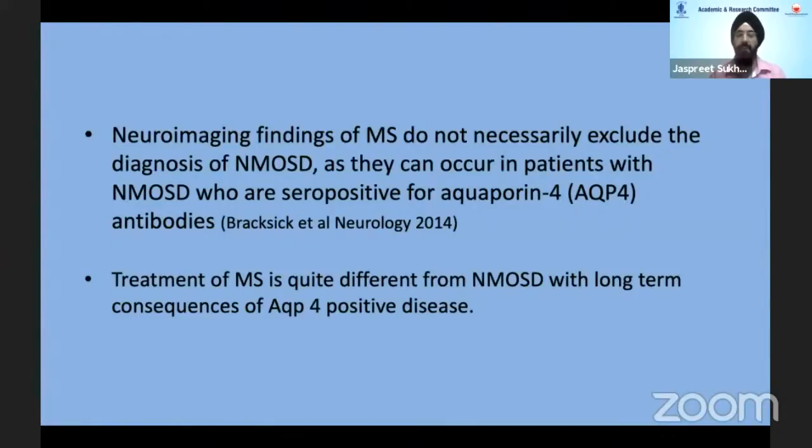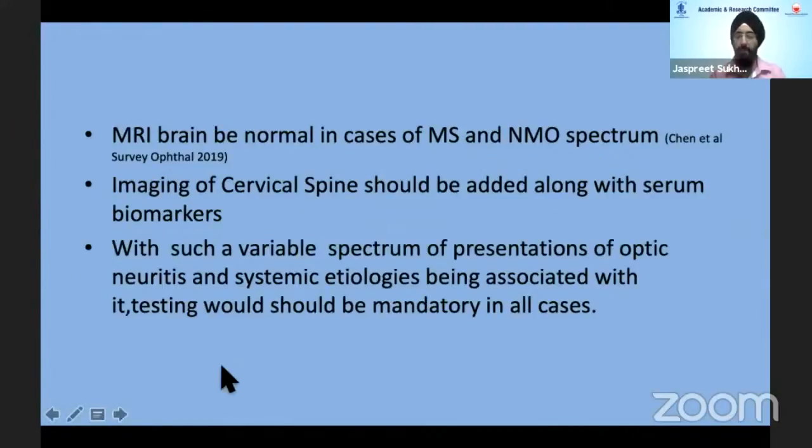The treatment is very different for both of them. The chronic treatment is absolutely different. So you have to have a real diagnosis. MRI brain can be normal in MS and NMO spectrum. Imaging should be added to these. With such a variable spectrum of optic neuritis and systemic etiology being associated, testing should be mandatory in all cases.